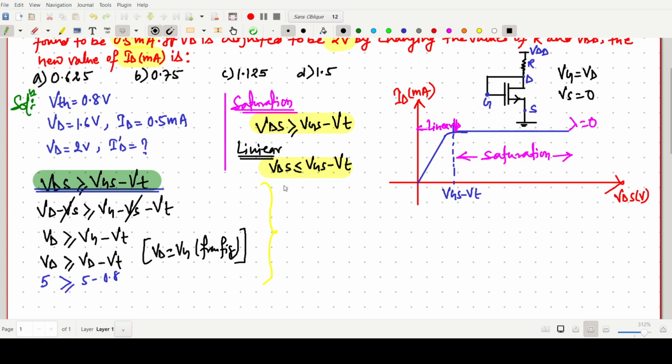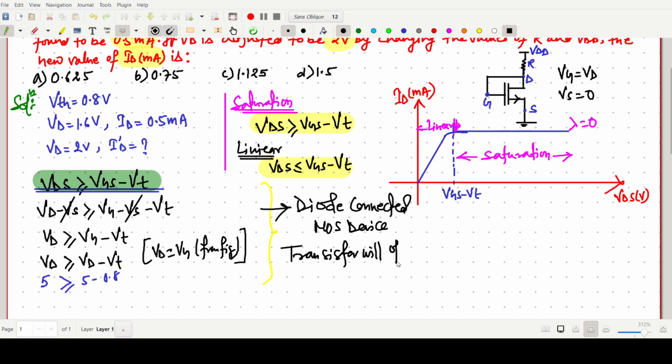I am writing here for theory purposes. For a diode connected MOS device, the transistor will operate in the saturation mode. This is some theory. The numerical is very easy, but first we have to know some theory. So this is our saturation. The device is in the saturation.